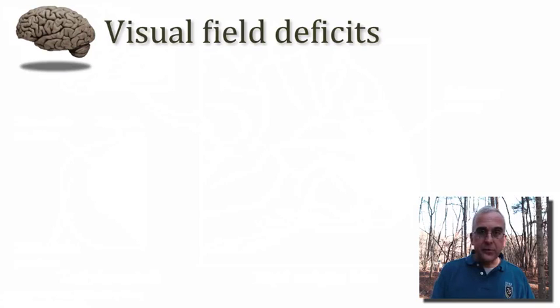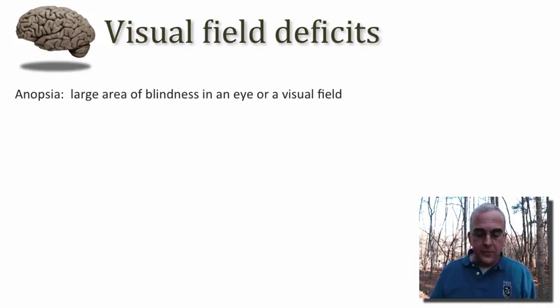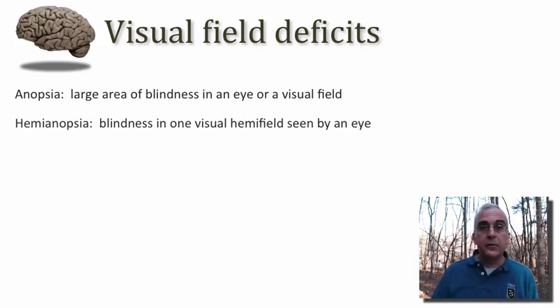These terms seem a little bit burdensome, but actually they're quite descriptive. And I think if you can understand the meaning of the terms, then their proper clinical use will quickly become second nature. Well, let's begin with the term anopsia. Anopsia refers to a large area of blindness in one eye. So hemianopsia means blindness in one hemifield, that is half field, that is seen just by one eye.